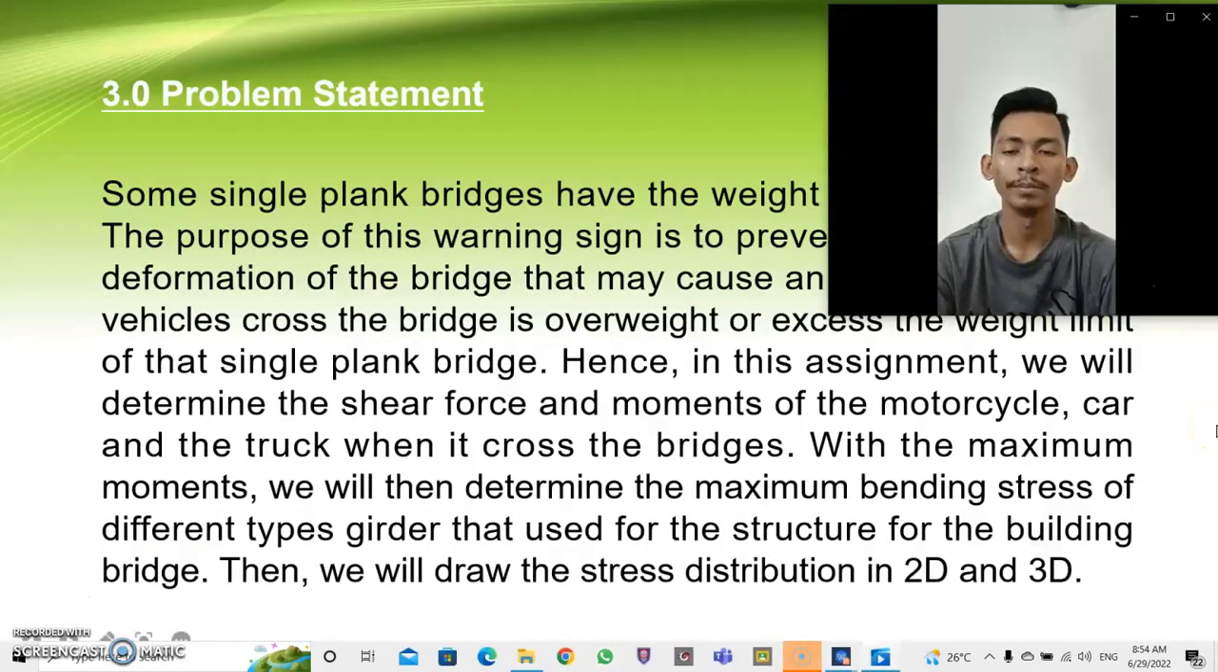Now I will talk about the problem statement. Some single plank bridges have a weight limit warning sign. The purpose of this warning sign is to prevent the breakage or deformation of the bridge if it is overweight or exceeds the weight limit of the single plank bridge. Hence, in this assignment, we will determine the shear force and moments of the motorcycle, car and truck when they cross the bridge. With the maximum moment, we will then determine the maximum bending stress of different types of girder used for the structure of the building bridge. Then we will draw the stress distribution in 2D and 3D.